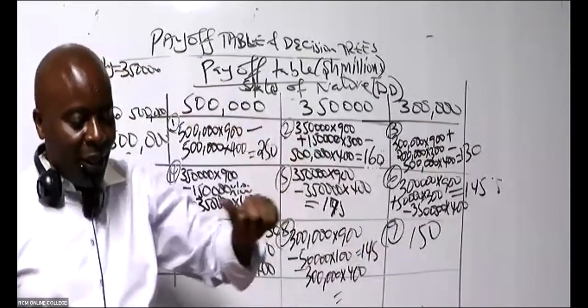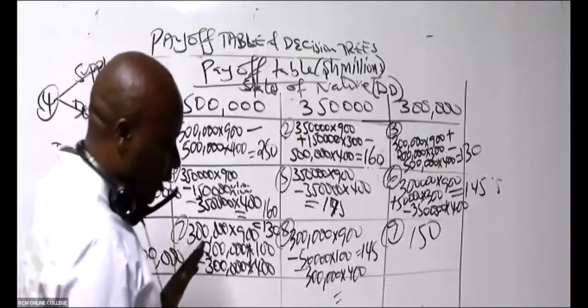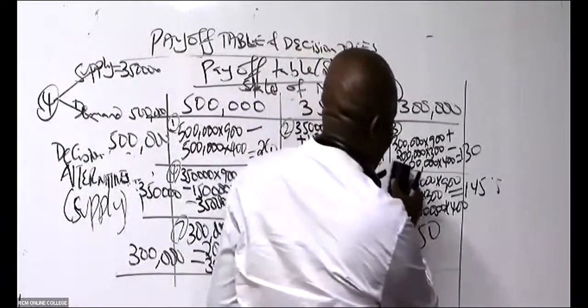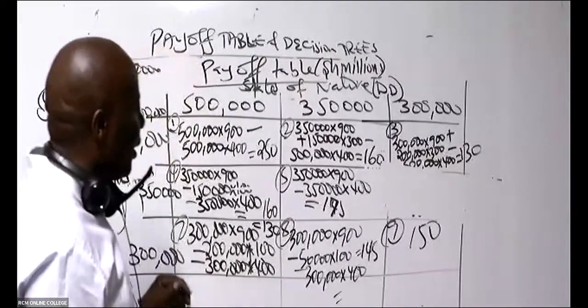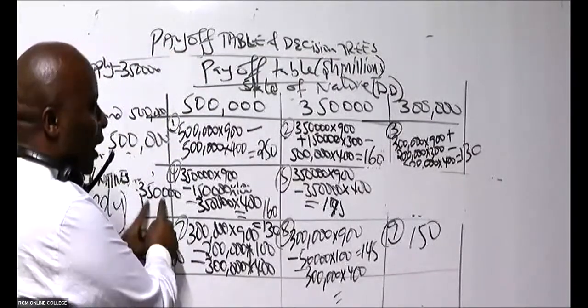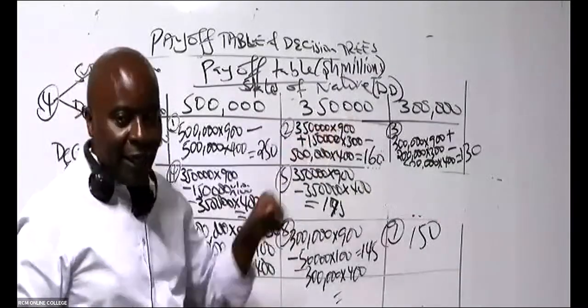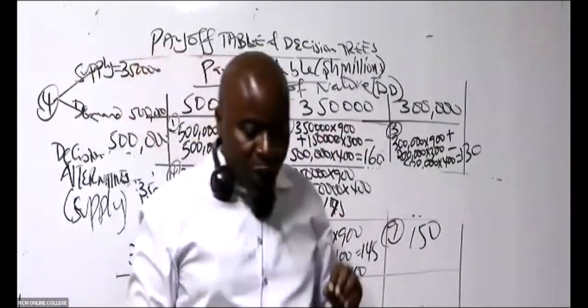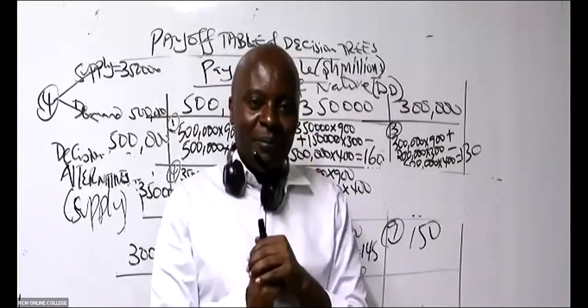150 correct. Sasa turudi hapa straight away kwa number 6. So number 6, what is happening in number 6? I've supplied 350,000. And how many have been demanded there? 300. You see, I've supplied 350,000, but the demand is lower.